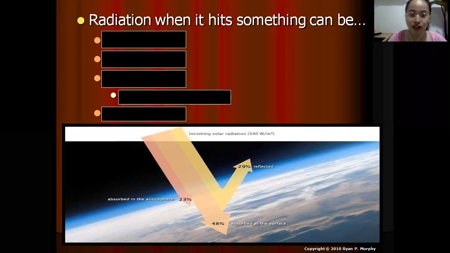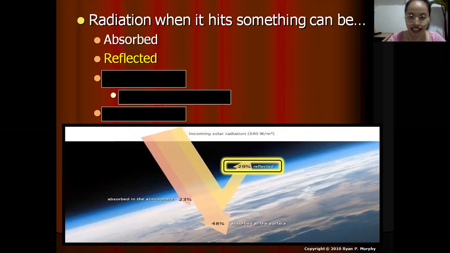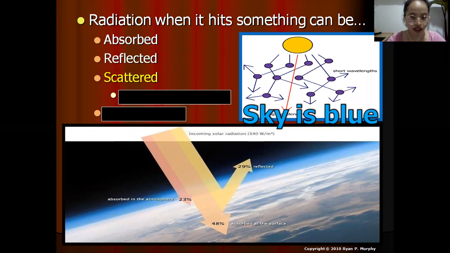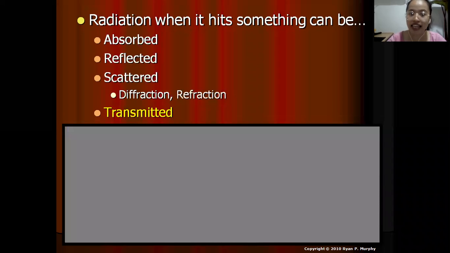So let's have a review first. Do you remember the EM waves? Okay, so this time, I will tell you all the applications and uses of the EM wave. So first, let's have the radiation. Radiation, when it hits something, can be absorbed, reflected, scattered, diffracted, refracted, and transmitted.